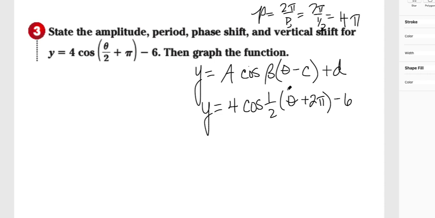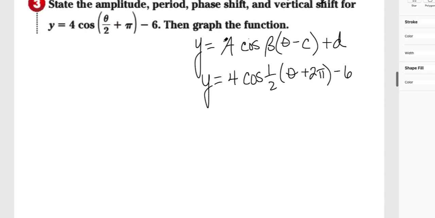So the whole thing is going to be stretched out, right? And we can tell that when we get a fraction next to our angle. So it's going to be stretched out, and then there's going to be a phase shift of 2 pi, and we're going to be shifting downward. So a lot is going to be happening with this function. Let's go ahead and bring in a standard y equals cosine of x function.